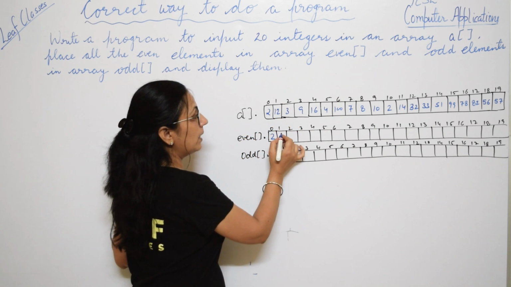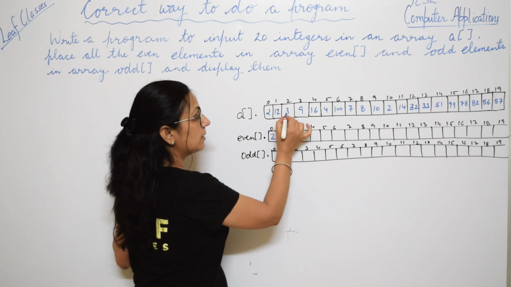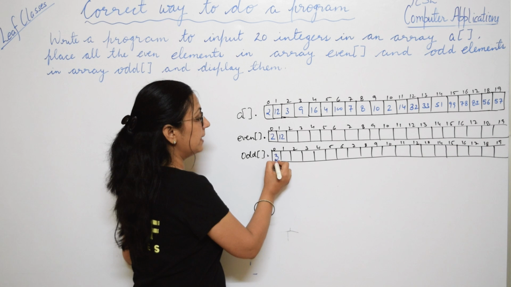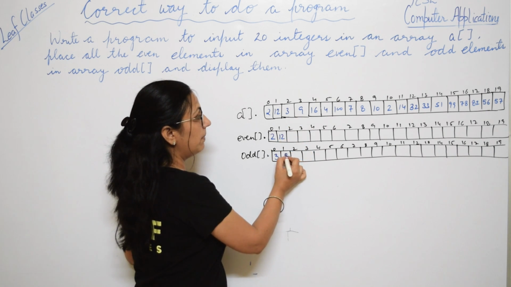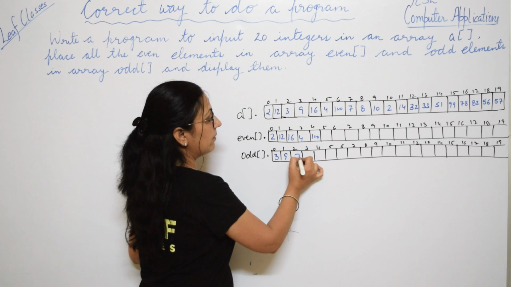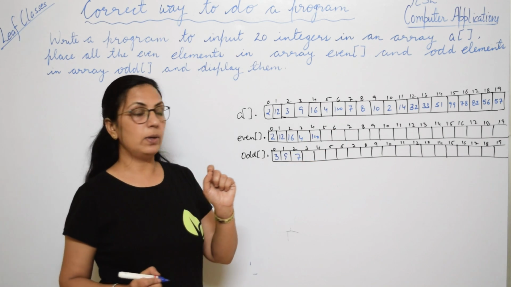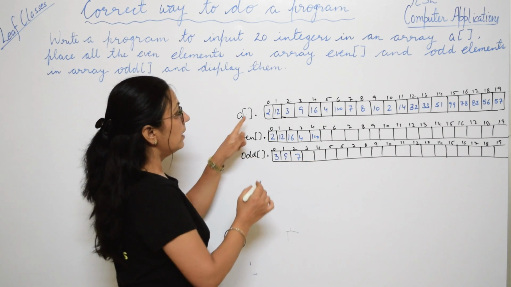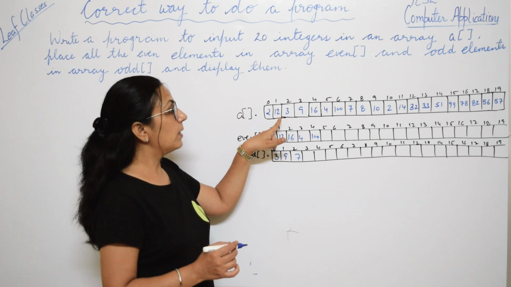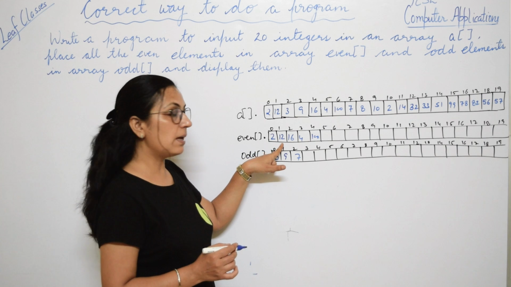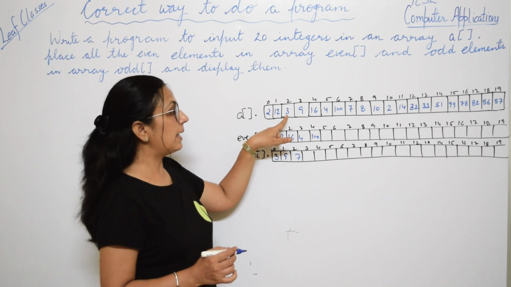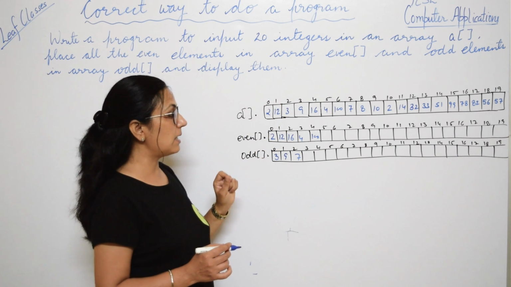here, then 12 is again even. 3 is odd, so 3 will be placed here, then 9 will be placed here, then 16, 4, 100, 7. Now children, if you notice here, this 2 is at 0th index number and in even it is 0. 12 is at index 1, here also it is 1. Now the value 3 is at index number 2.